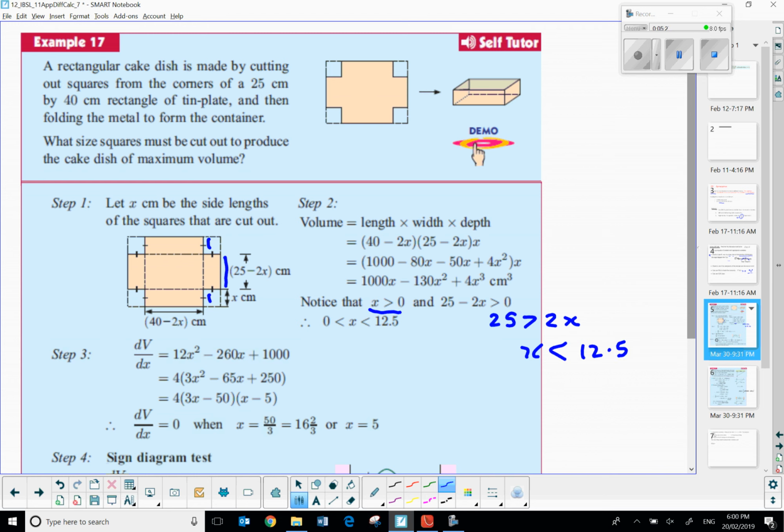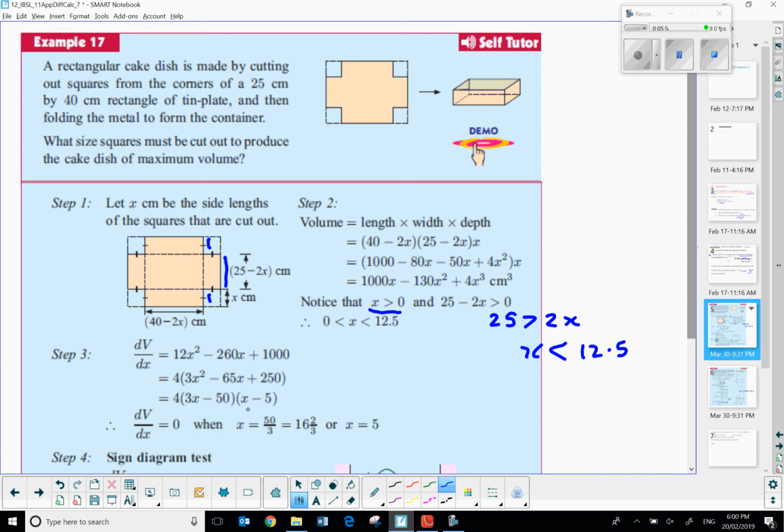12.5. So therefore, our x must be between 0 and 12.5. Let's assume we're not in a calculator paper. And so we take our first derivative, and that's differentiating this function here. We'll come out with this. Factorize it if you can. Then we're going to solve that equal to 0.